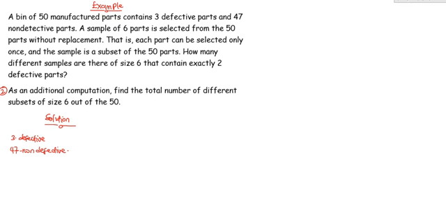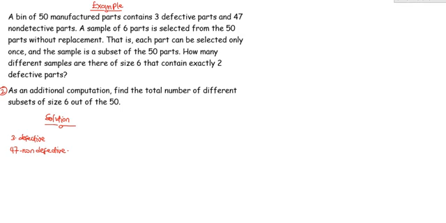So what this question is asking us to do is carry out an operation, and that operation is to get a sample of size 6 that contains exactly 2 defective parts. The question is asking how many different ways there are to carry out this operation. In this case, we are going to have just 2 steps, because you are supposed to have a sample of size 6, and that sample must have just 2 defective parts. The bin contains just defective and non-defective parts.